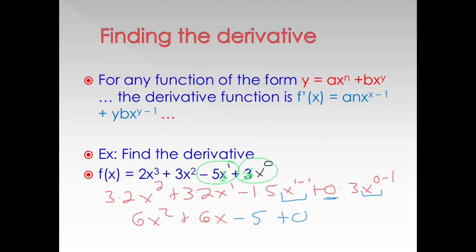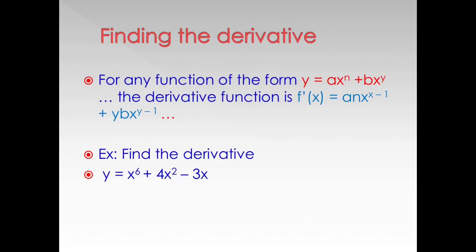Let's try this with another example. Okay, here's our next polynomial. Again, we're going to apply the power rule, which means our exponent moves to the front, and our new exponent is going to be 1 less. So for our derivative, f prime of x, we're going to get 6 times x to the 5th, plus 8 times x minus 3. And that's our answer.